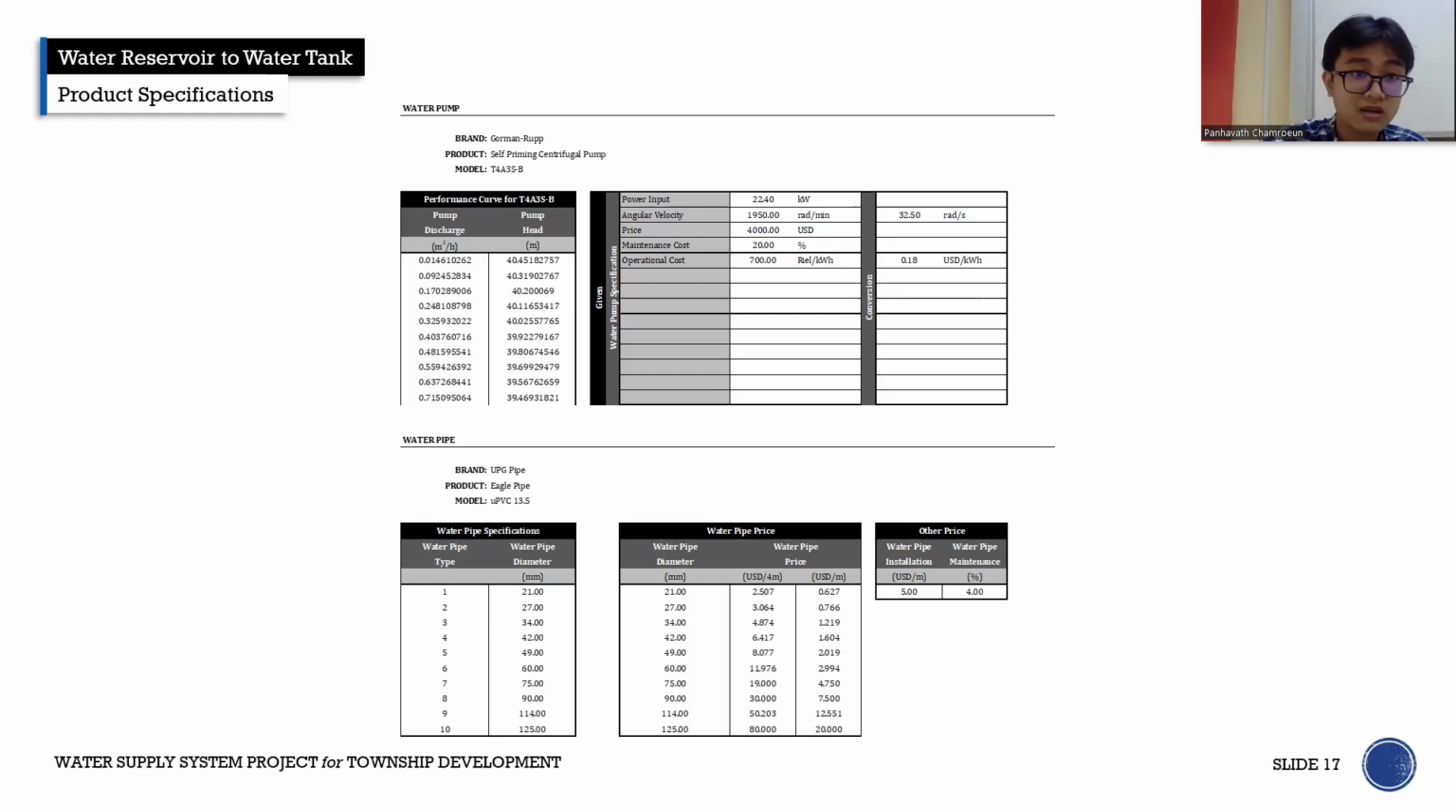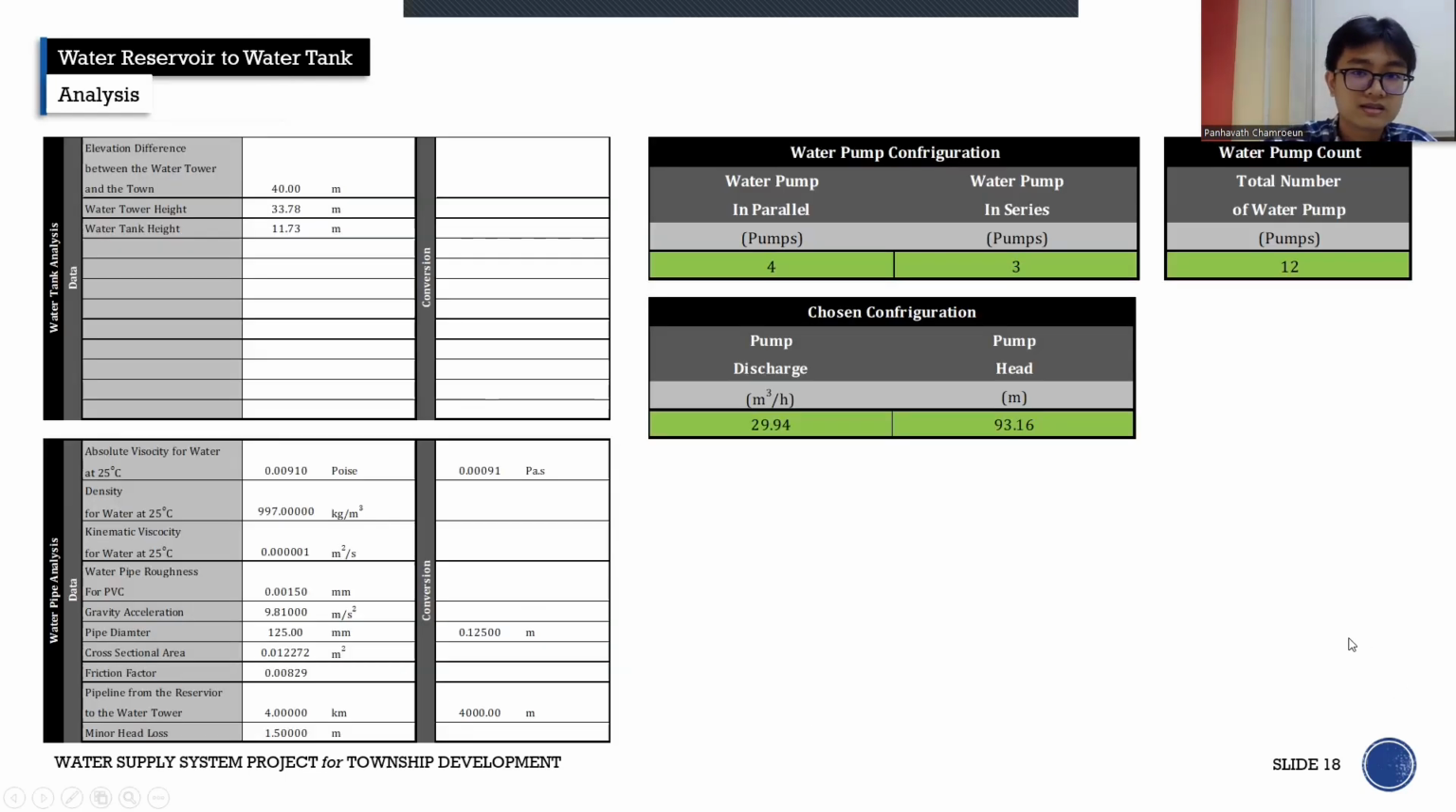But for this one, the diameter is different from our water reservoir to the water tank, and it's different from the water tank to the water distribution station. So let's see how we decide to determine this factor. As you can see here, from our pump setup, we have decided to put 4 pumps in parallel and 3 pumps in series, and it will give us a total of 12 pumps.